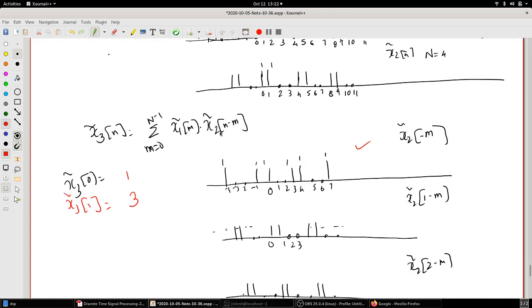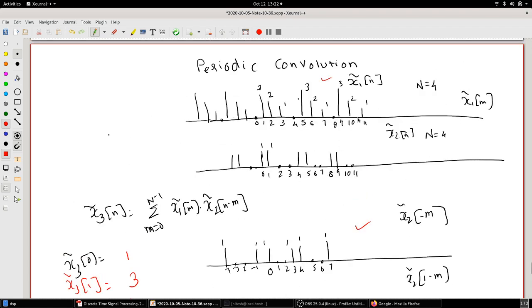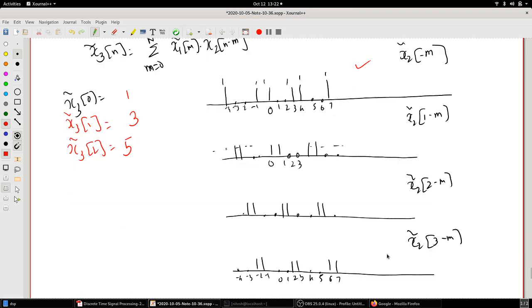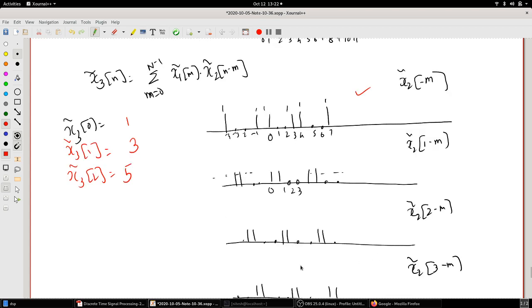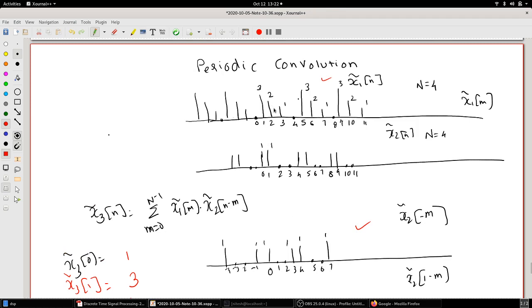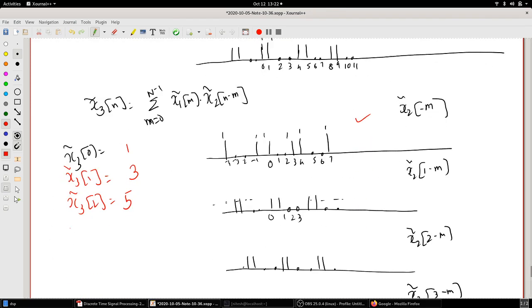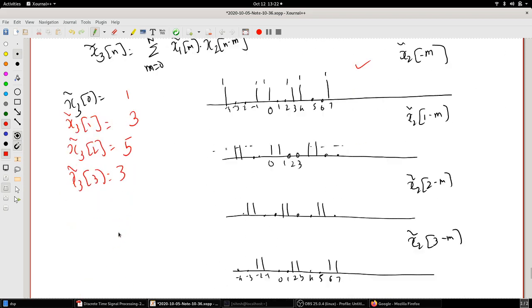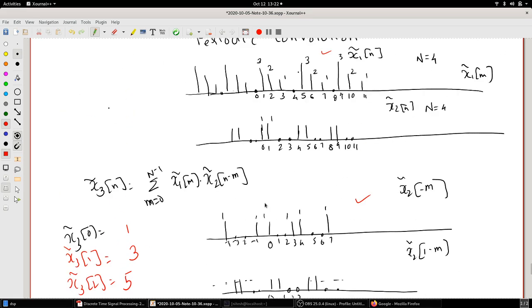So x3 tilde of 2 will be 5. Then x1 tilde of m into x2 tilde of 3 minus m, which is 0 0 1 1, will give 2 plus 1, 3. So x3 tilde of 3 will be equal to 3, right? This is what your answer is going to be.